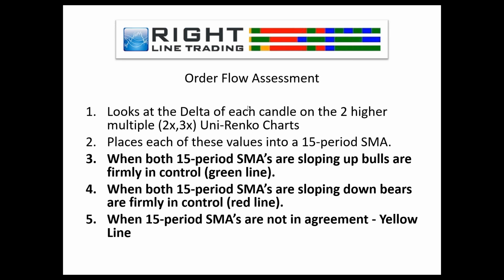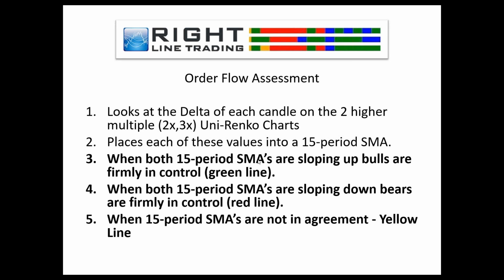And what it does is it places each of the delta values of each candle on those higher time frames into a 15-period simple moving average. And because what you're looking at is not any individual delta value, but the smooth result of 15 delta values in a row, it throws the outliers out and creates a slope of this SMA that's very representative of whether the bulls are in control of the market or the bears are in control.